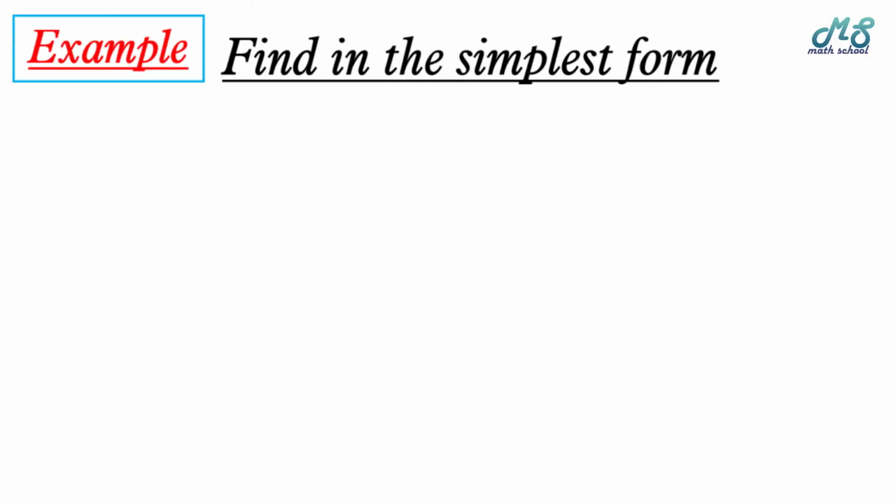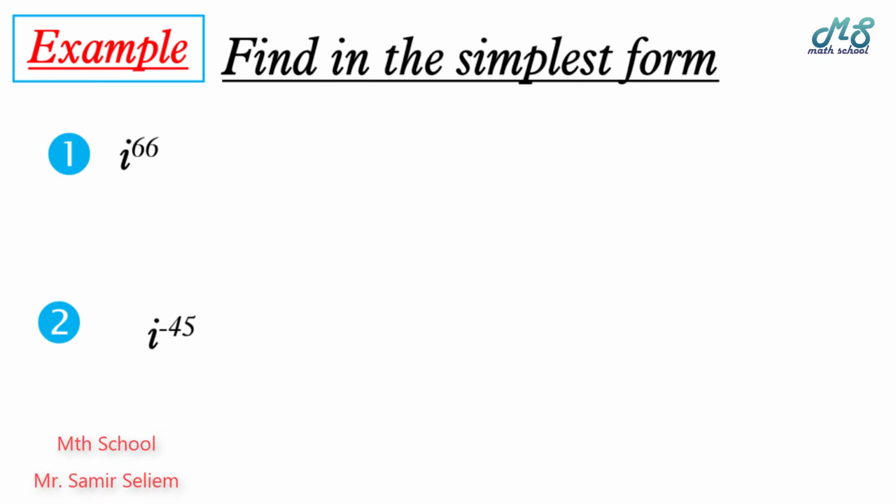Find in the simplest form i to the power 66. We can write it as, what is the closest number to 66 that is divisible by 4? It will be 64. 64 divided by 4 equals 16. Now we can write i to the power 66 as i to the power 66 minus 64. 66 minus 64 equals 2. Now it will be i squared. I squared, in the simplest form, equals negative 1.